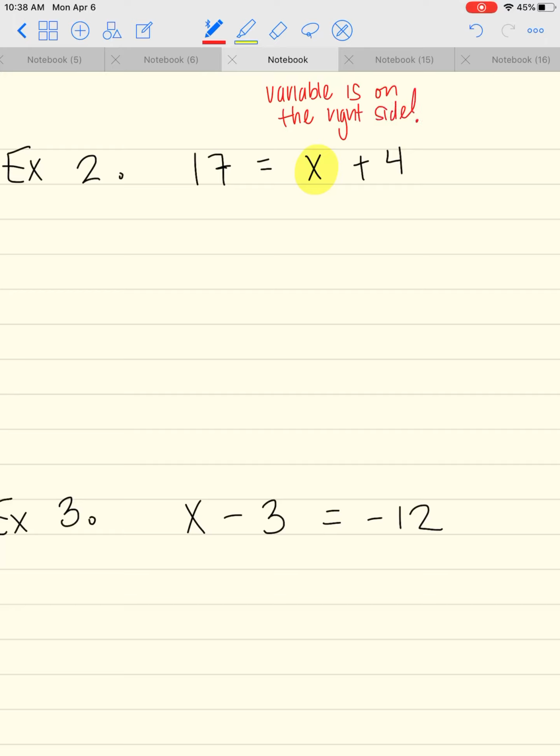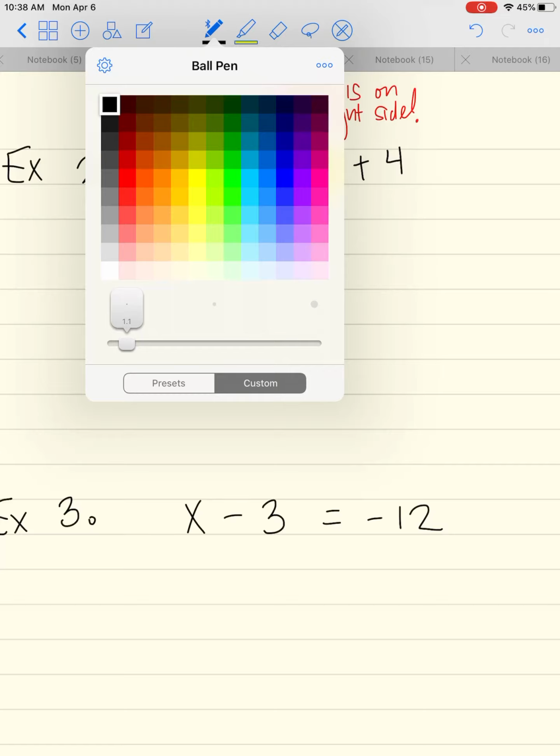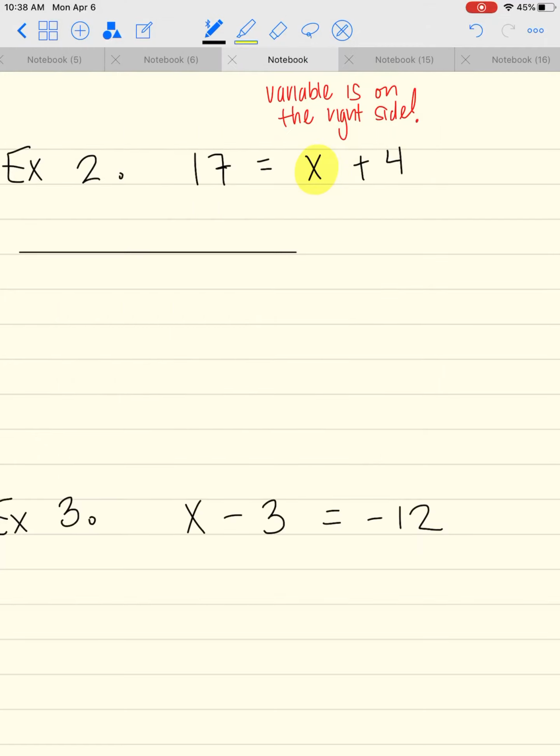Okay, well, just because it's on the other side doesn't make a difference. Everything remains the same. We still follow the same process. Let me start by drawing my little balance beam to represent the balance of an equation. 17 on the left, the balance represents the equal sign, and x plus 4. So both sides equal 17. Well, in that case, if this is 17, the other side also has to be 17, but you have a number plus 4 equals 17.